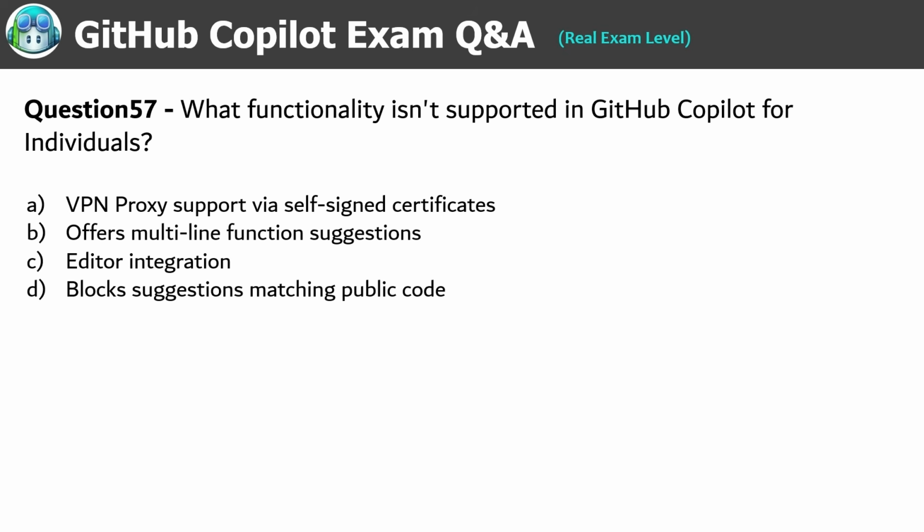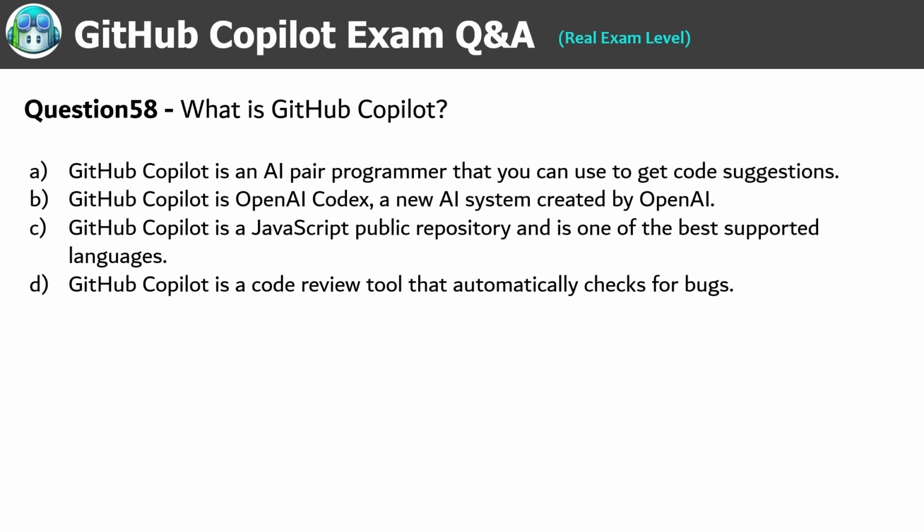Question 57: what functionality isn't supported in GitHub Copilot for individual? And the answer is VPN proxy support via self-signed certificates, option A. Question 58: what is GitHub Copilot? You all know, right? The answer is A. GitHub Copilot is an AI pair programmer that you can use to get code suggestions.